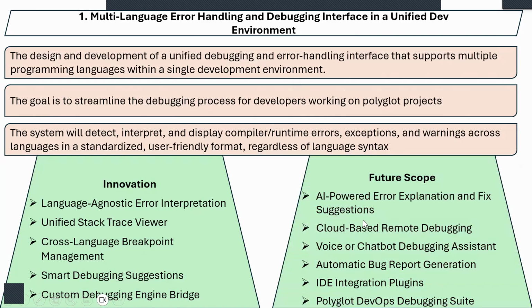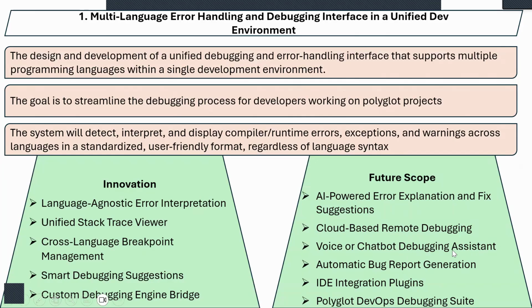What is the future scope? AI-powered error explanation and fix suggestions. It means it integrates LLMs to suggest fixes, code corrections, or bug root causes in real time. Cloud-based remote debugging. It allows debugging of deployed services or cloud apps running in multiple languages from a single web dashboard.